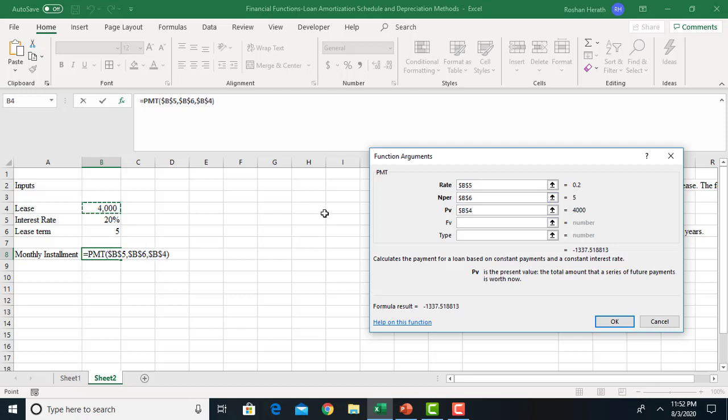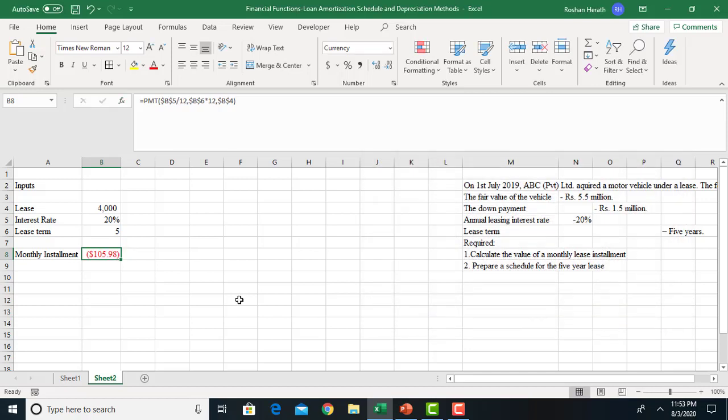And here you need to be conscious, you've been asked to work out the monthly installment. So therefore this rate has to be converted to the monthly rate. All you have to do is divide it by 12. And to make this lease term into months, it is multiplied by 12. Then it turns out to be the months. The present value is there, and you can say okay. So it's like 105,000. So it is nearly 105,000. So that is going to be the monthly installment.